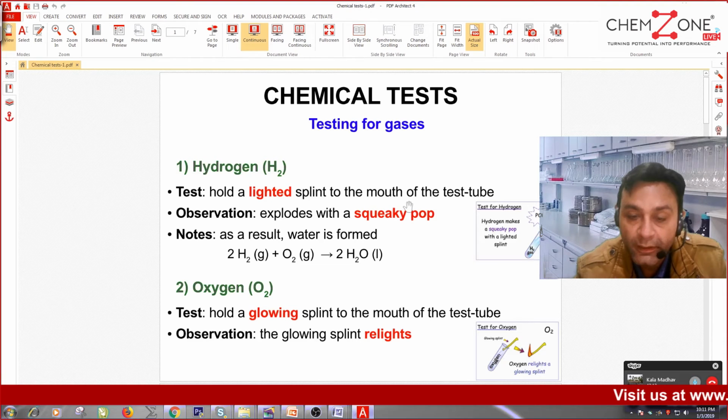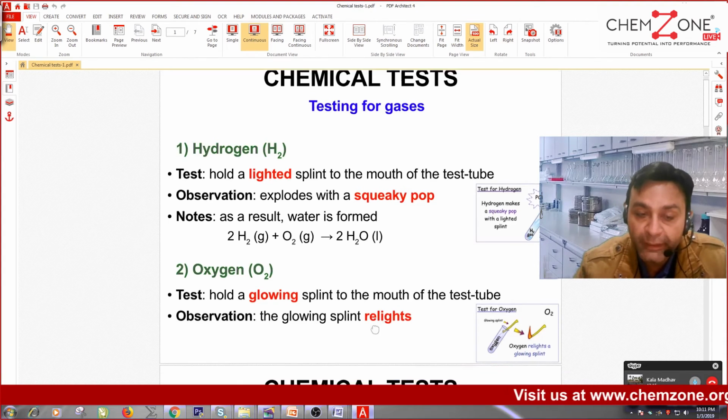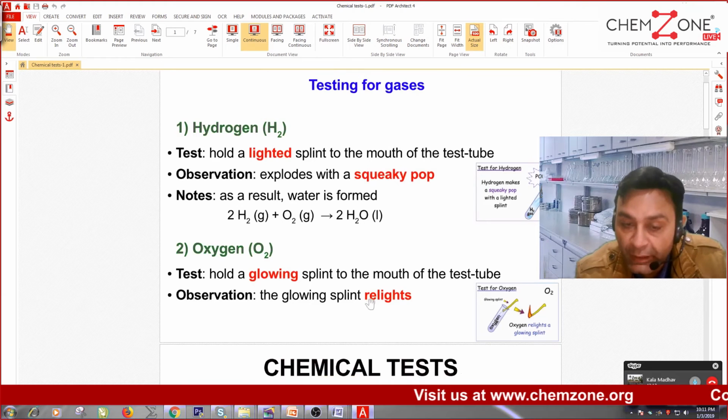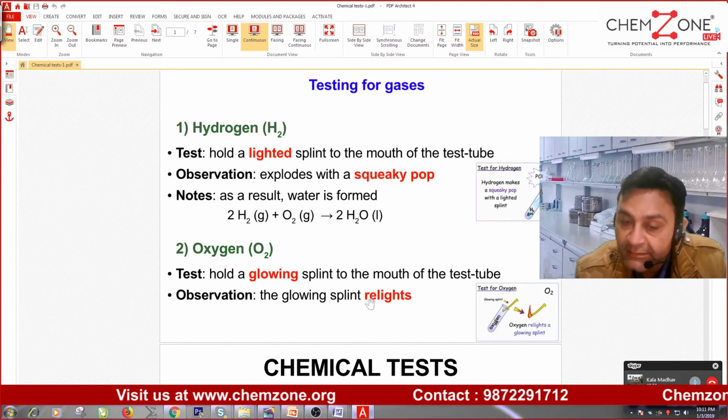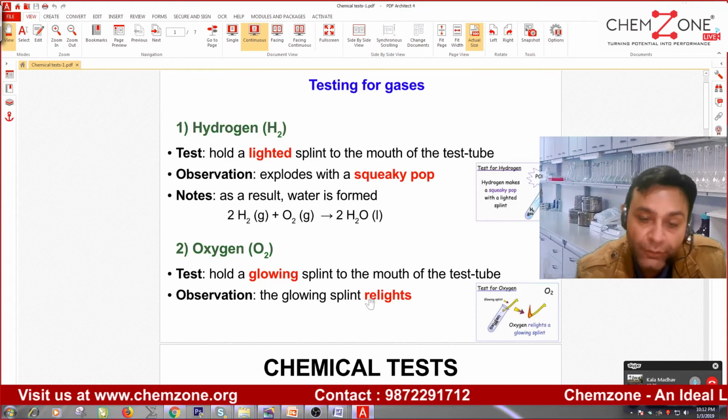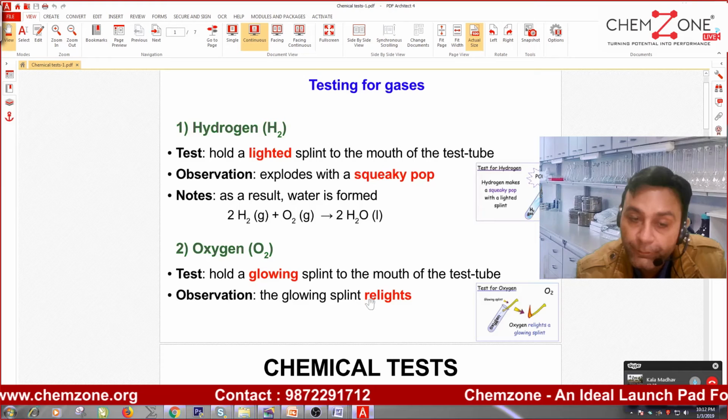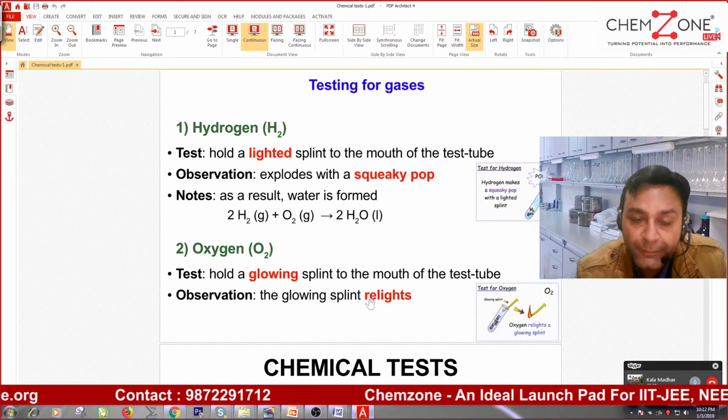Right? Presence of oxygen. Bring a glowing splint to the mouth of the test tube. The glowing splint will reignite, and it's a confirmatory test for oxygen. Right? Getting me?